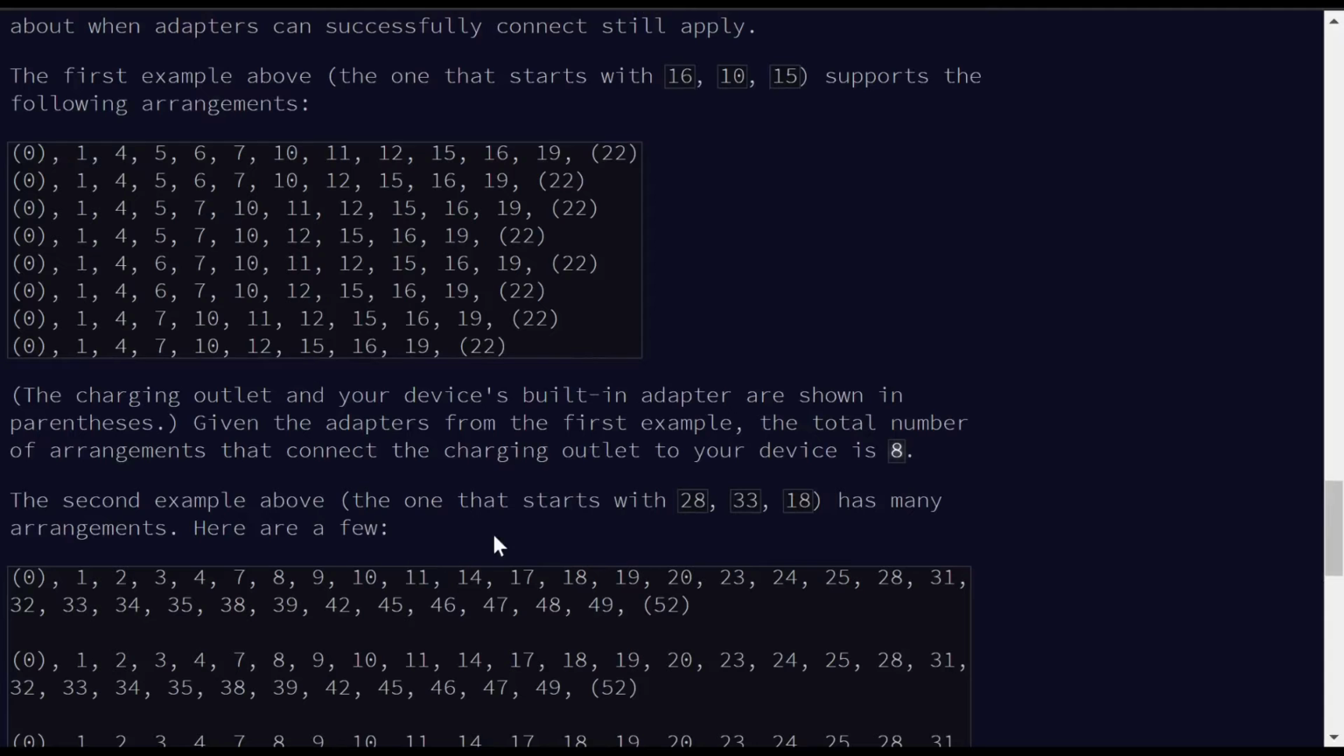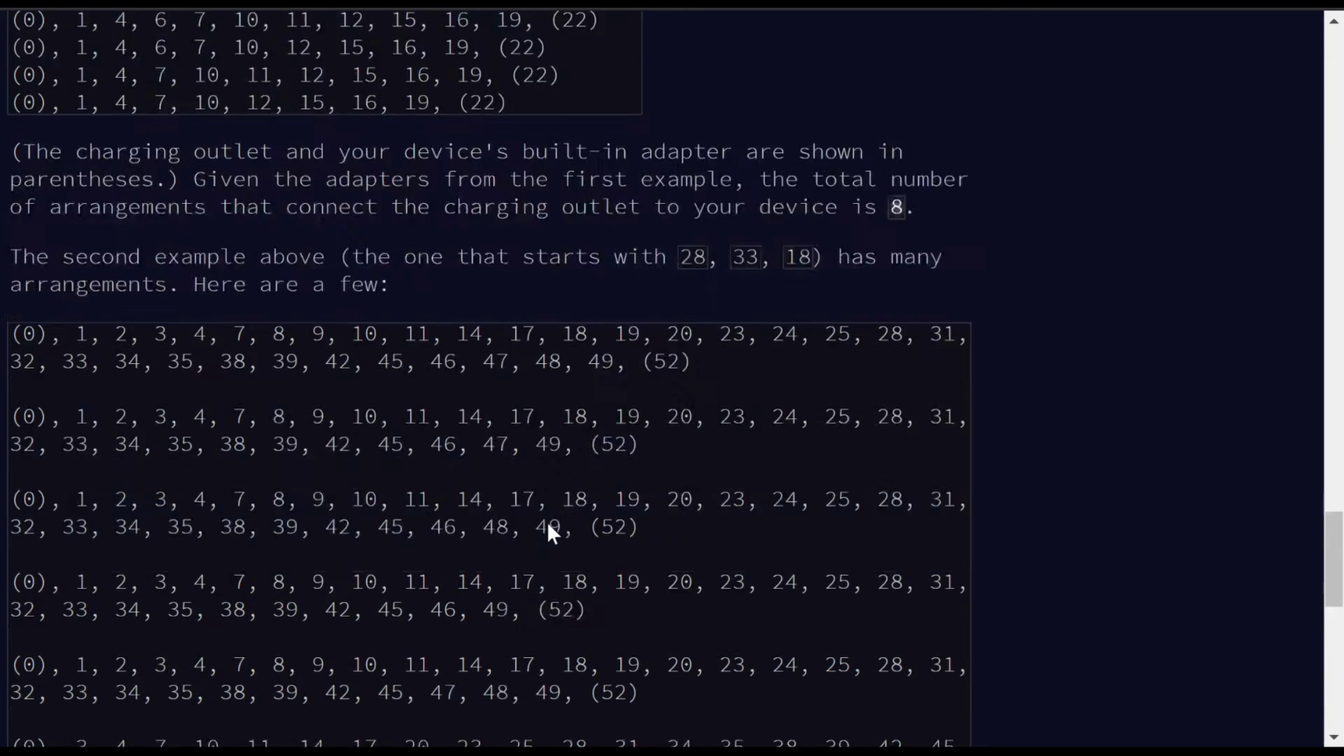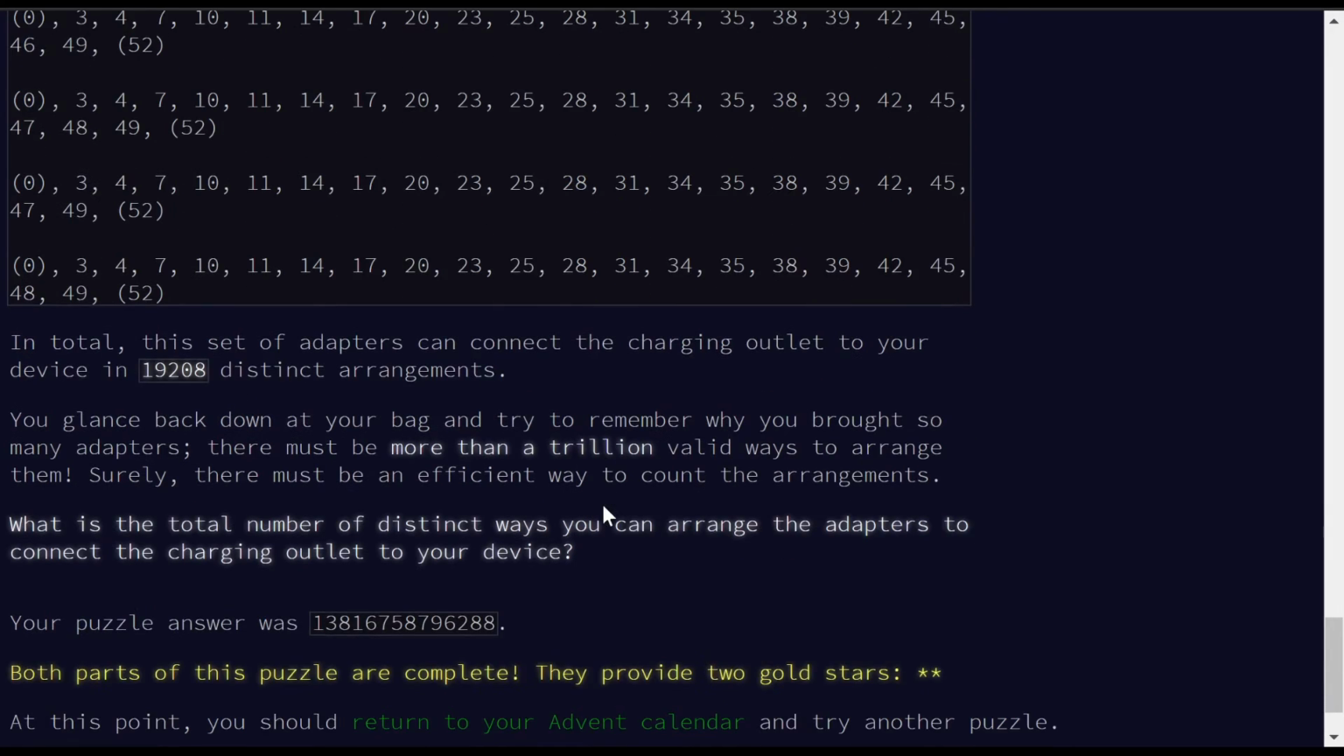And then they give, for the bigger example, there's many, many arrangements. Here are a few. You glance down at your bag and try to remember why you brought so many adapters. There must be more than 1 trillion valid ways to arrange them. Surely there must be an efficient way to count the arrangements.